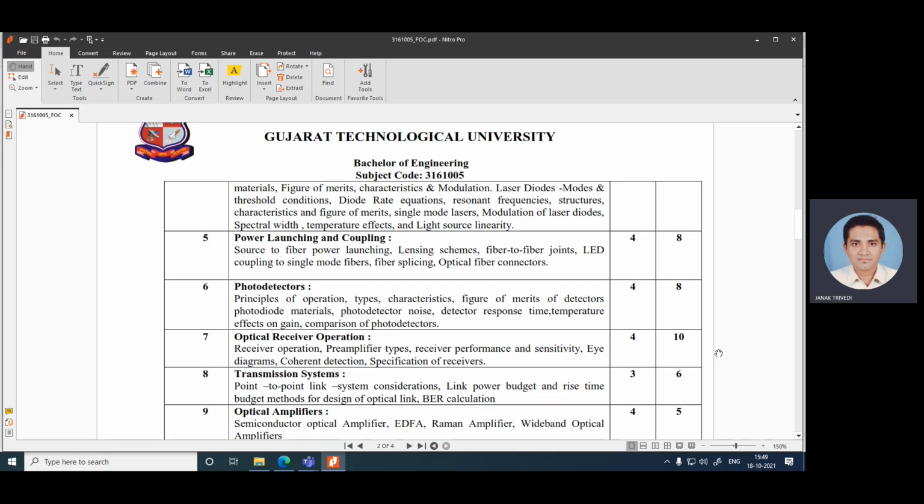Next, the 8th chapter is transmission system. In this chapter, point-to-point link system considerations, link power budget and rise time budget methods for design of optical links, and BER calculation are discussed. This requires a total of 3 hours and the weightage is 6%.